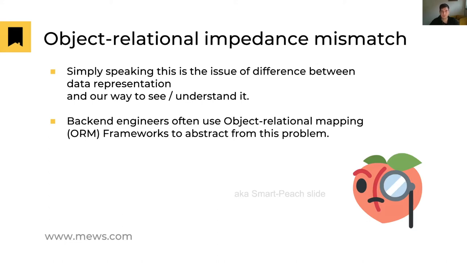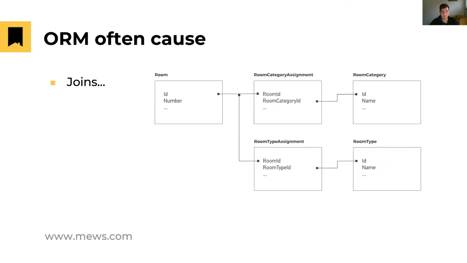But let's not focus on it too much. The thing with ORMs is that ORMs have problems with joins, because once you start to forget about these relationships and how it works under the hood, you actually hit performance really badly.